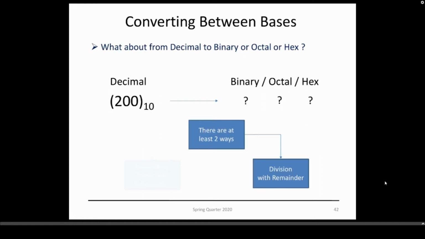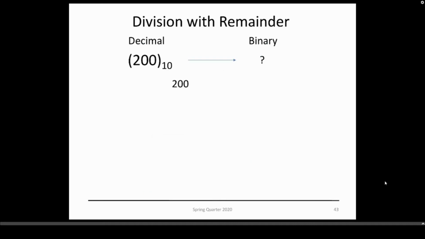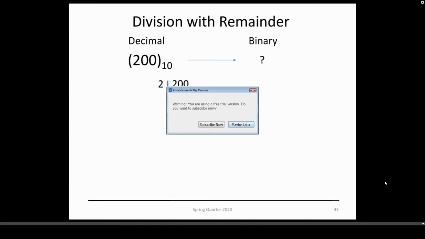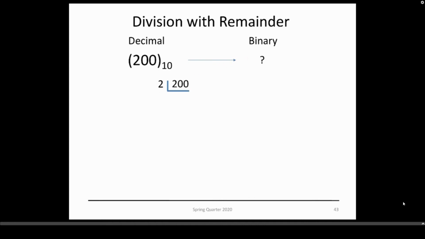Let's go over the other method, the division with remainder. In this case, you're going to compute a bunch of divisions. I pick up my number 200 and I'm going to divide by 2. And why by 2? Because this is the base of the number that I want to convert, which is the binary number. 200 divided by 2 gives 100. The remainder is 0. And I keep doing this operation.